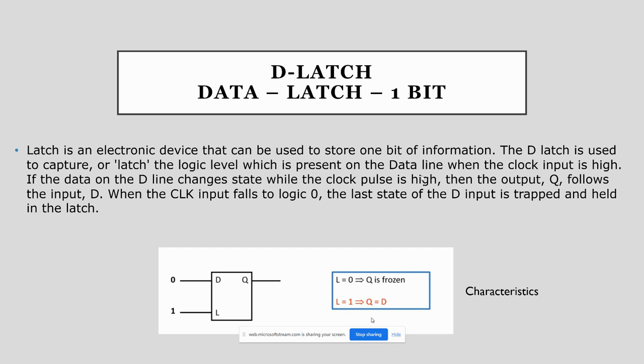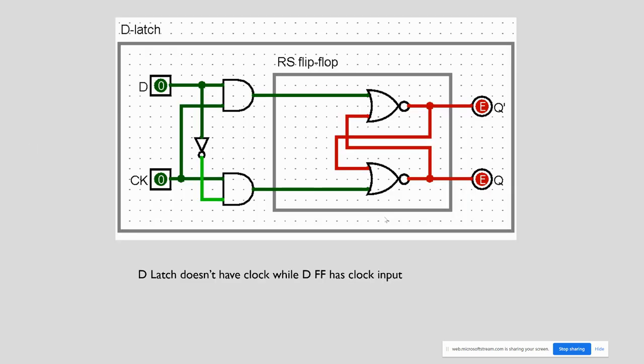high, then the output Q follows the input D, which we're going to have a look at in a minute. So when the clock input falls to logic 0 or low, the last state of the D input is trapped, or we say frozen, and held in the latch. That's why it's called D latch, as in data latch, it latches the bit.